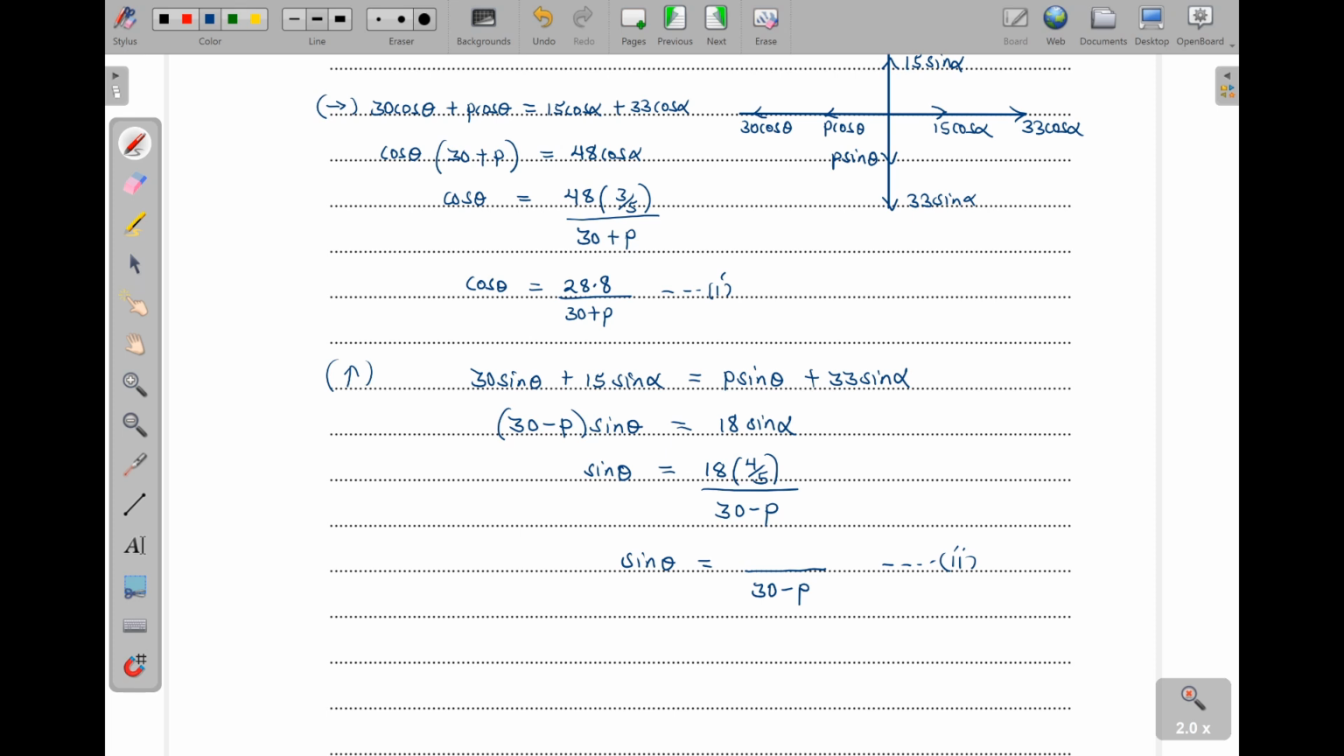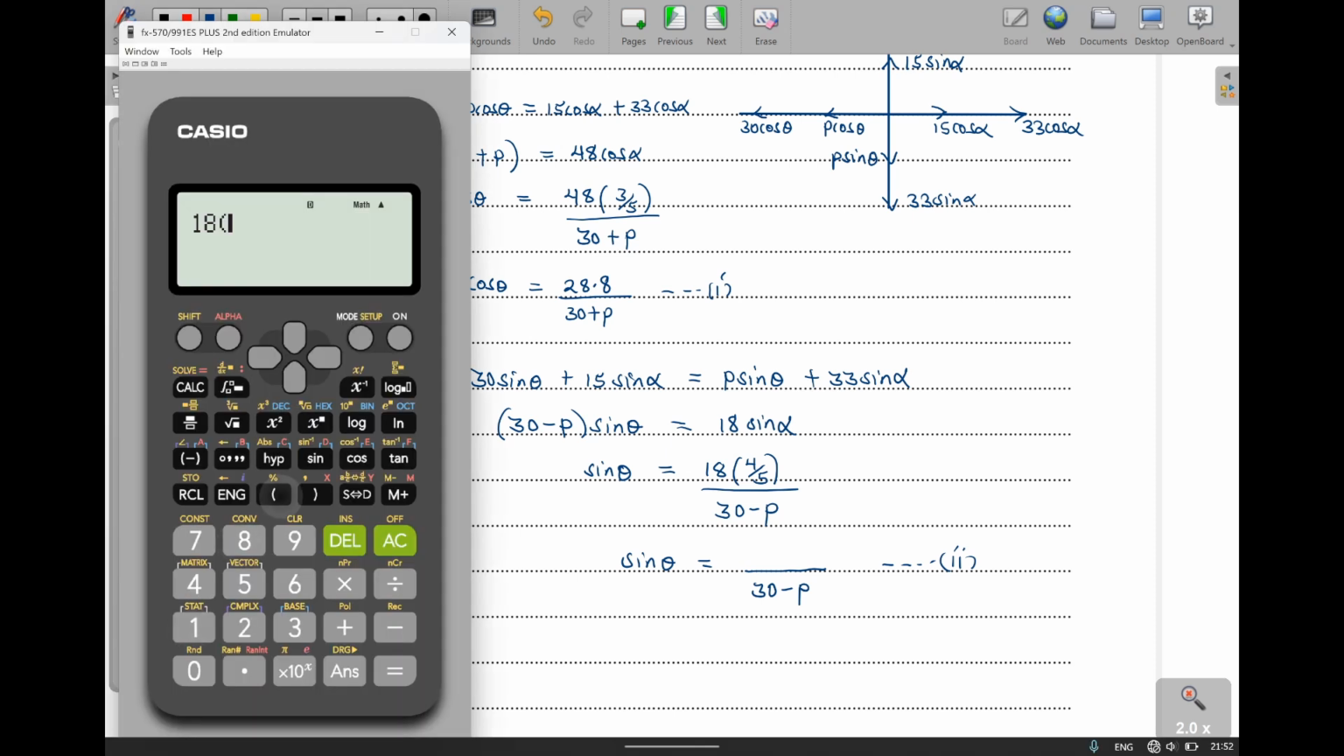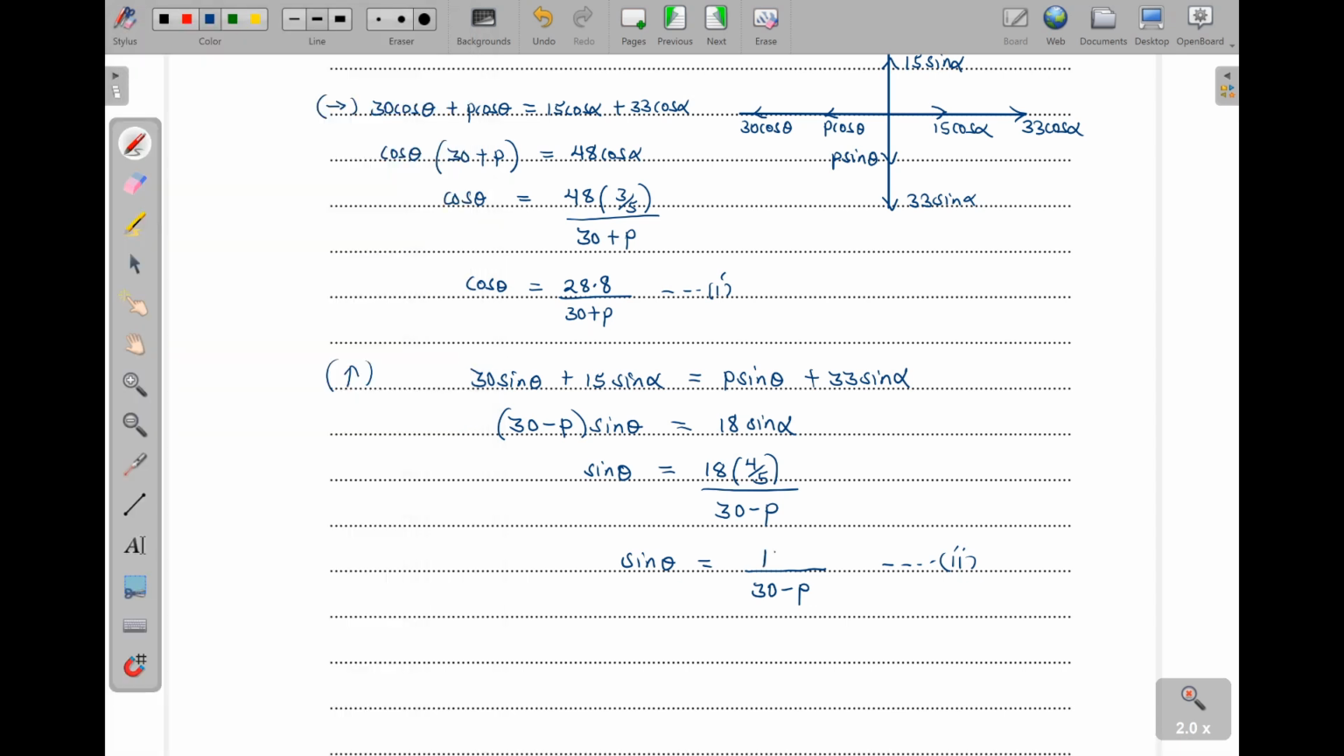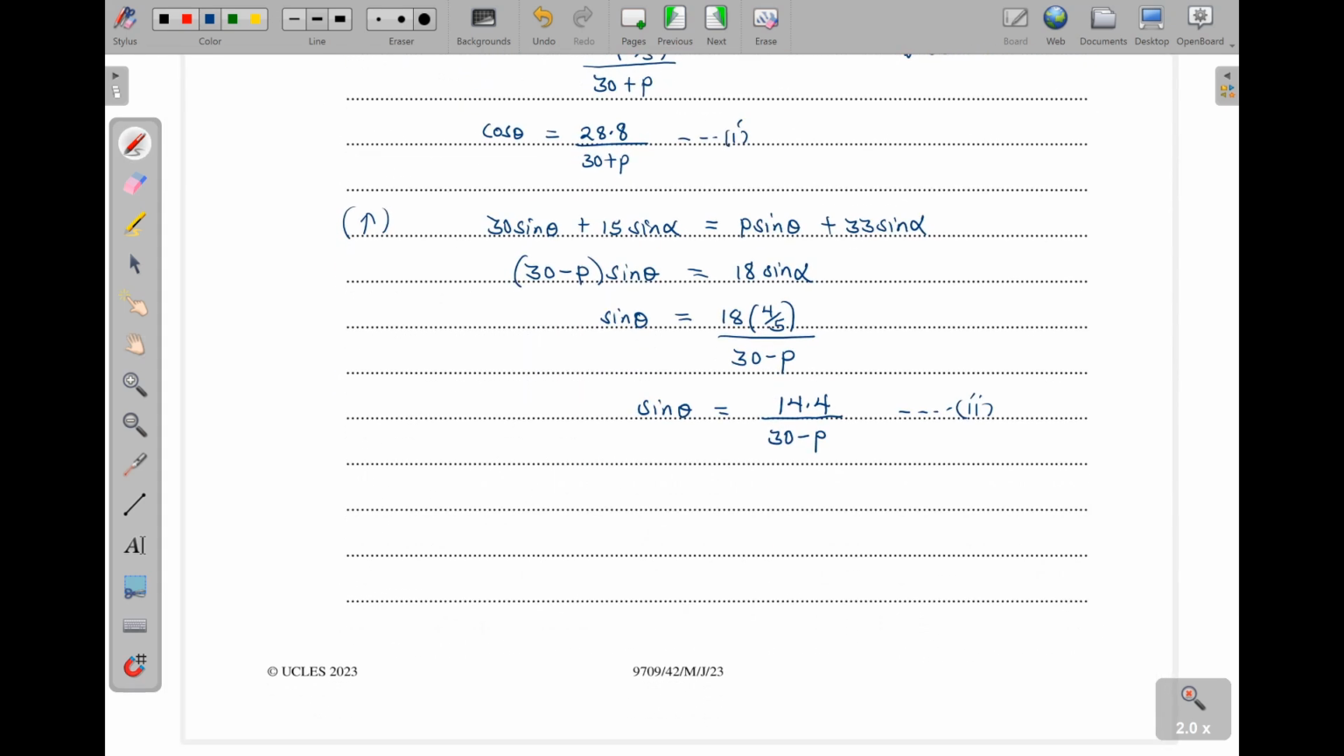So when we put in the calculator, what do we get? 18 times 4 over 5. This one gives us 72 over 5, which is 14.4. So here we have 14.4. So that is equation 2. Now, we can solve these ones.